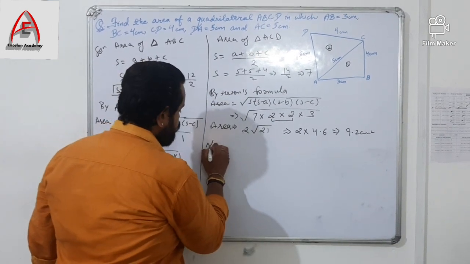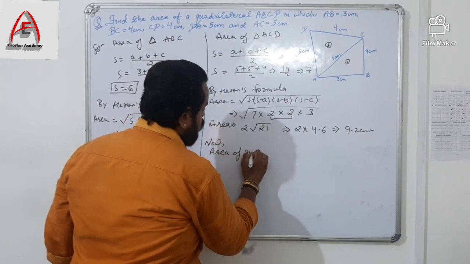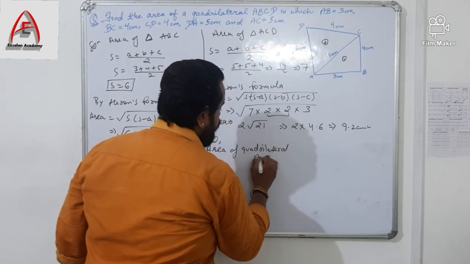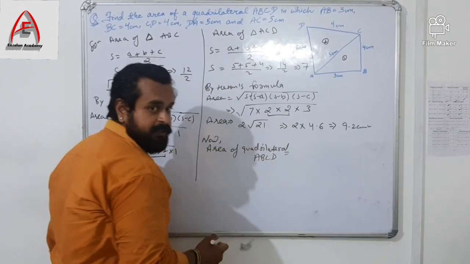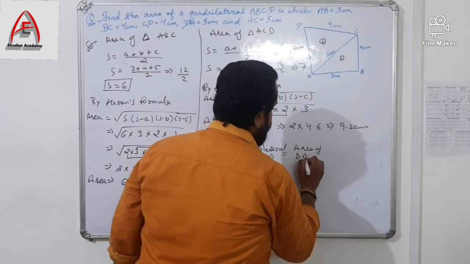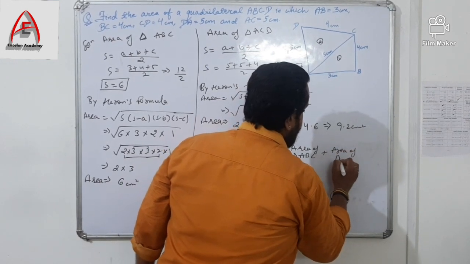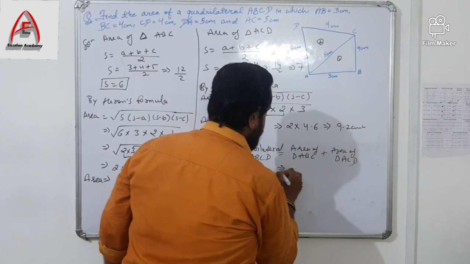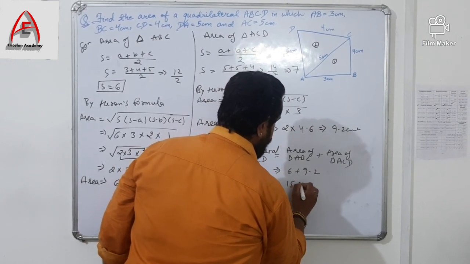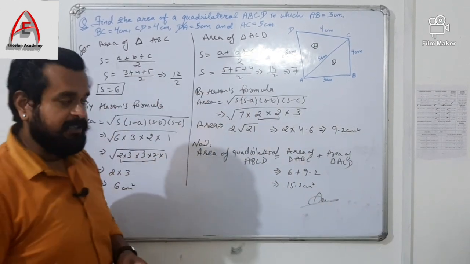Now the area of quadrilateral ABCD will be the area of triangle ABC plus the area of triangle ACD, means 6 plus 9.2. So this will be 15.2 centimeter square. So this is the final solution of this question.